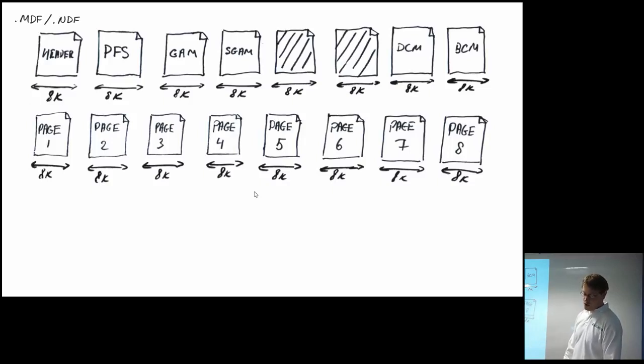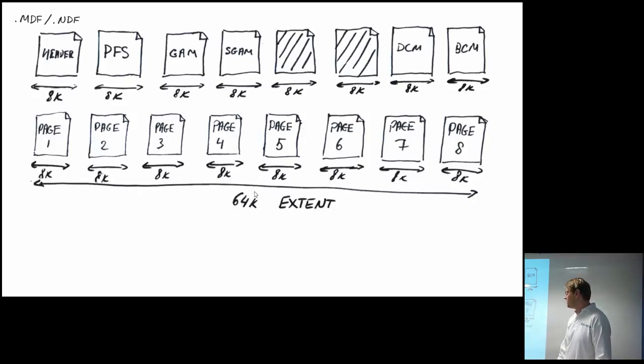Okay, so 8 consecutive pages is called an extent, and it's 64 kilobytes. Extents are used in SQL Server to manage free space. So whenever SQL Server needs to grow the file size, it does it in so-called extents. So for example, it takes 1 megabyte, works out how many extents could fit in a megabyte, and basically grows the file in that length.